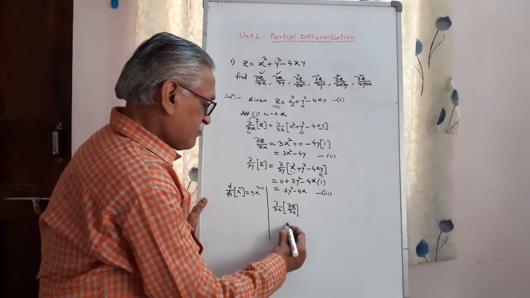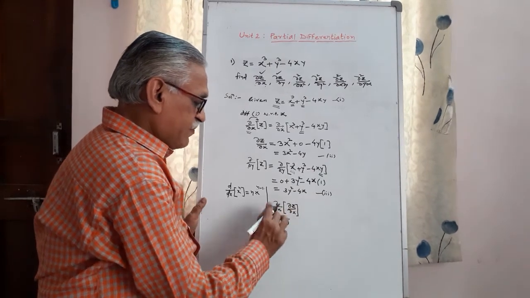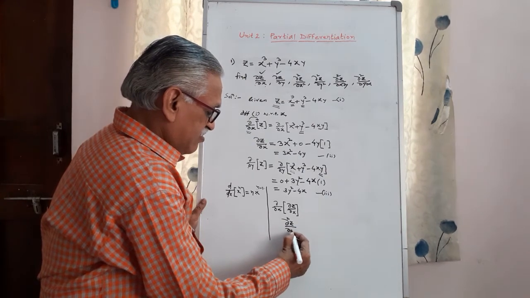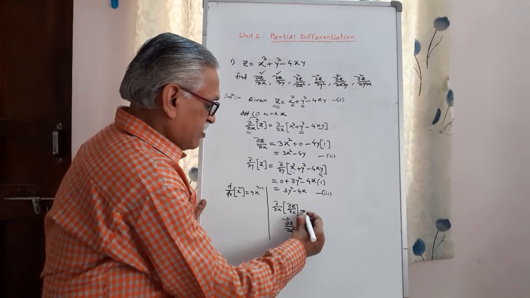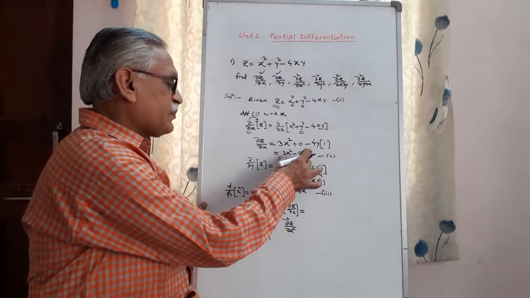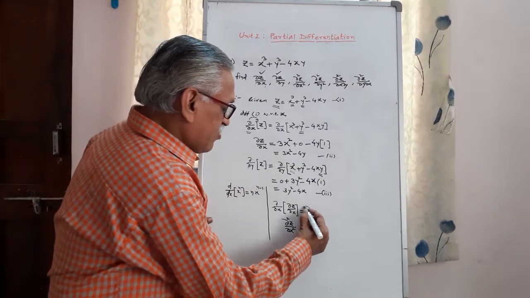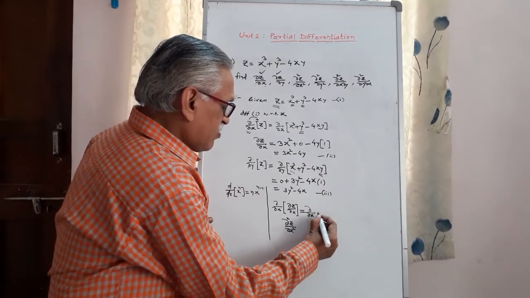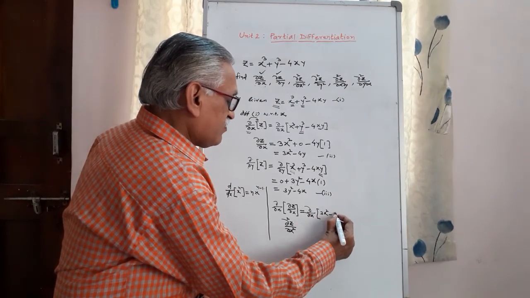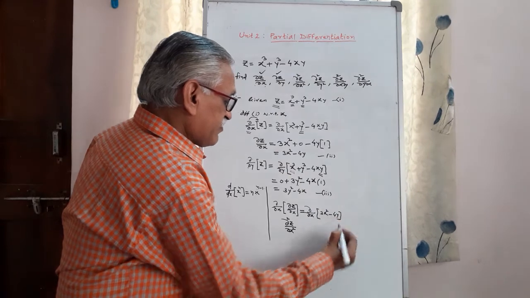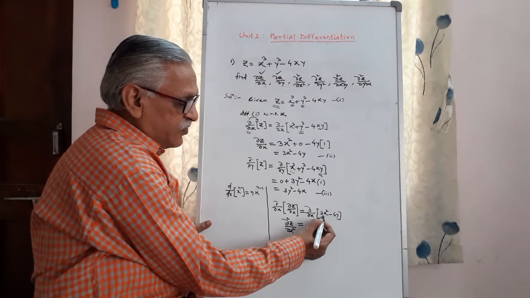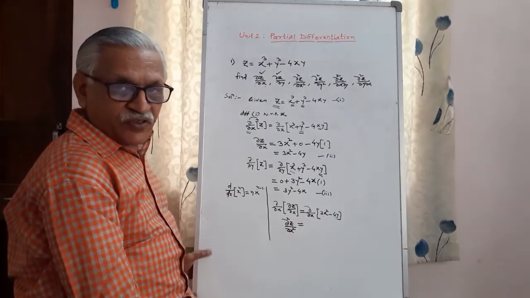Means what? When you operate this operator on this term, we get ∂²z/∂x², and that is equal to, take the derivative of this with respect to x on the right hand side. Therefore symbolically it is ∂/∂x of 3x² minus 4y. Okay, and therefore it is equal to differentiating each and every term with respect to x, keeping y constant.